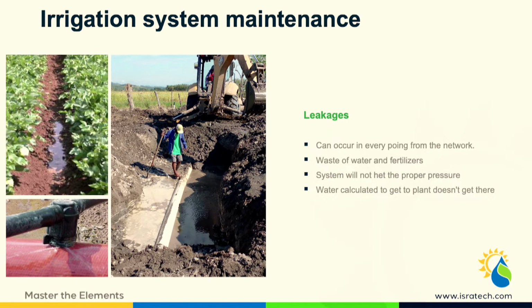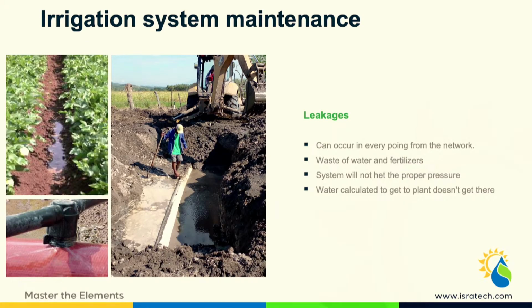So meaning we are losing water, we are losing resources, and at the end of the day, the plant is not getting the right amount of water that is needed. Or maybe not water at all. And the water calculated to get to the plant doesn't get there, okay?